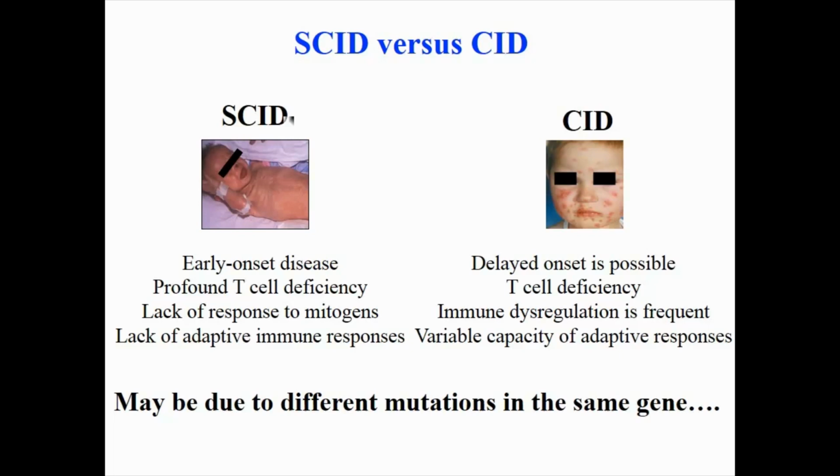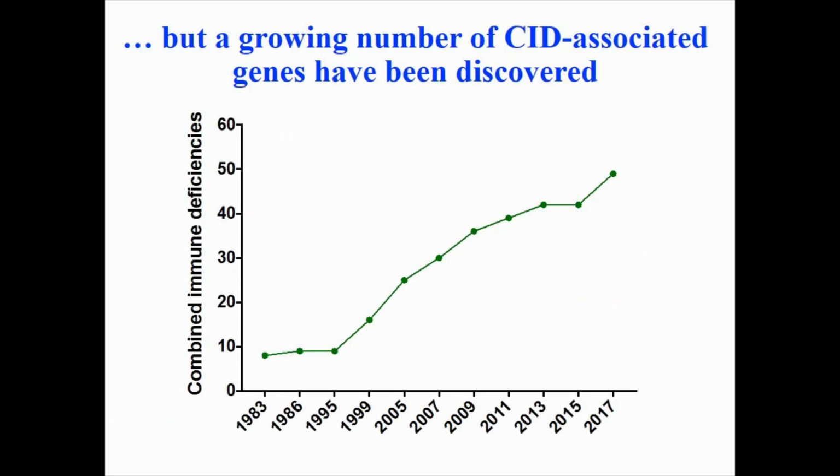All right, so what do we know about this condition? This is the number of all combined immunodeficiencies, that includes SCID, because SCID is part of the combined immunodeficiency, the most severe form. From 1983, when the first classification of primary immunodeficiency was developed, to 2017, when the last classification was released, you see here a growing number of combined immunodeficiencies that we now recognize.